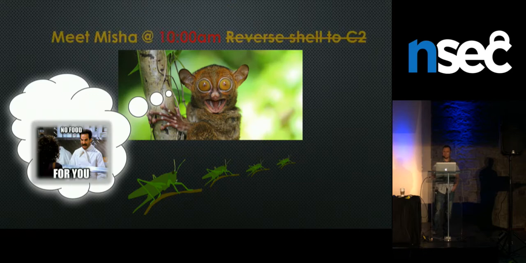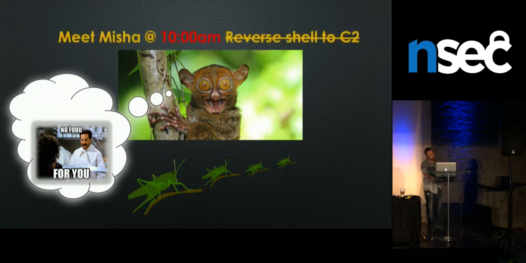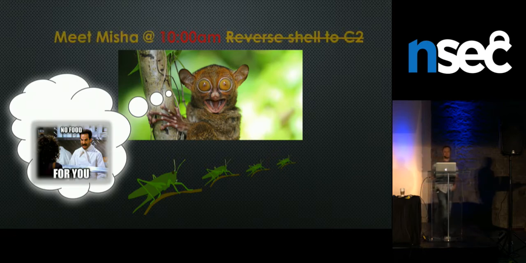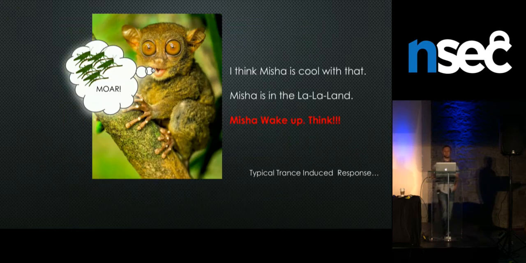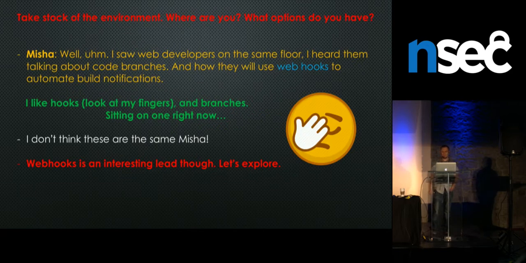That's Misha, really frustrated. 10 o'clock, he hasn't been able to get out anywhere, and grasshoppers are a distant memory for Misha at this moment. He's losing his cool. He really can't reach his C2, but he actually needs to, so we're going to try to help him do this right here. He's sort of spaced out a little bit and not thinking straight, so what we're trying to get him to do is think outside the box.